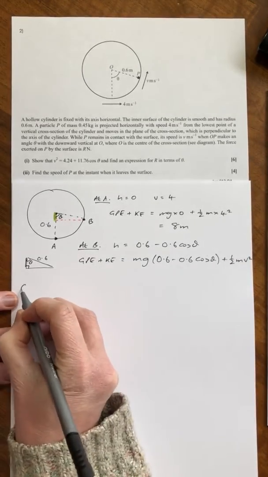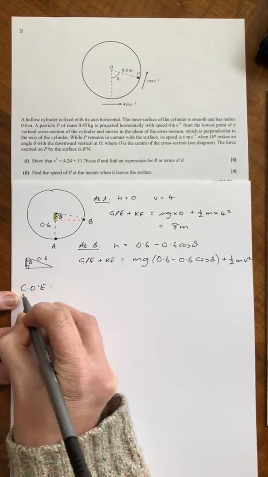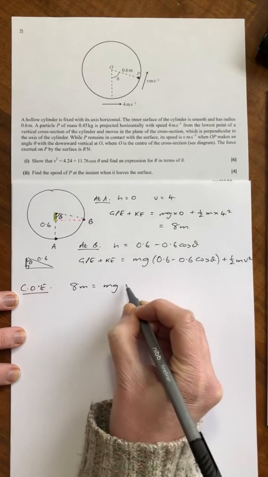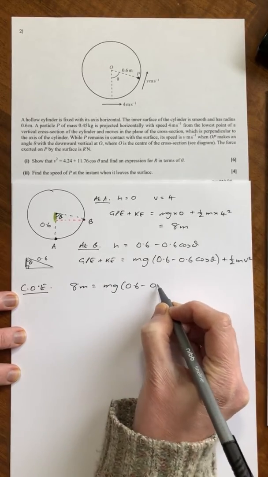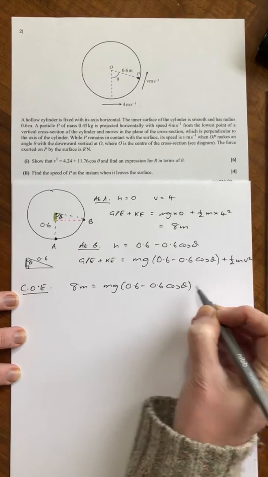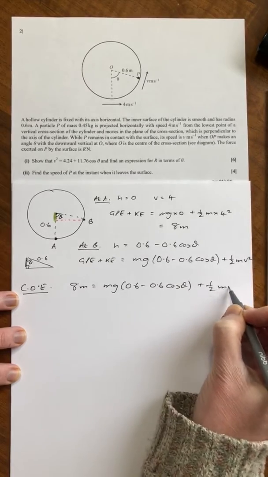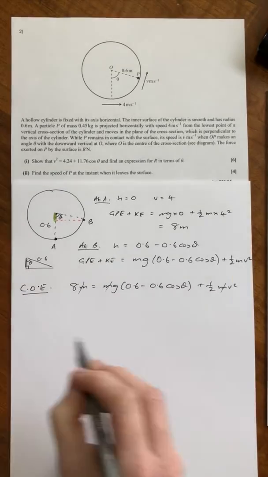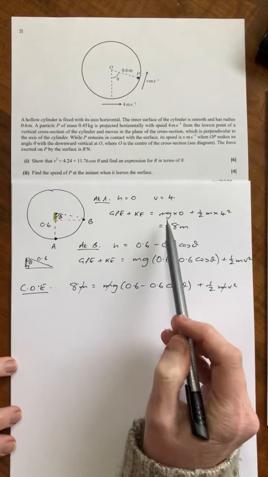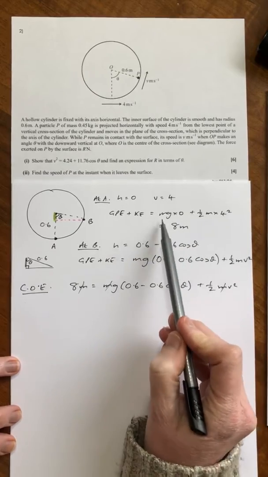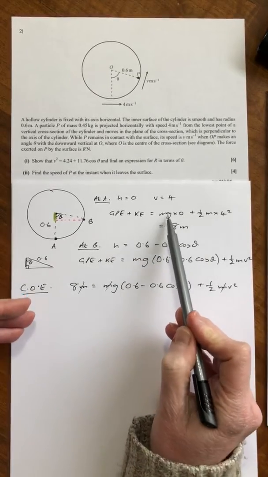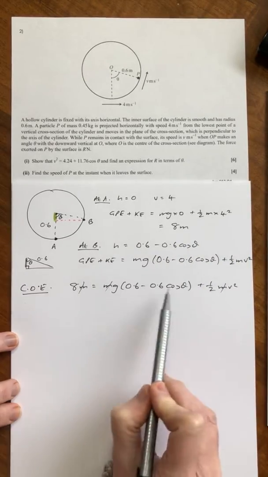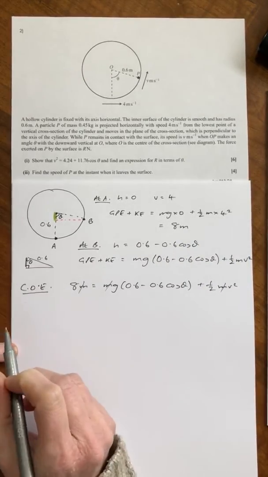So what we do now is we equate those. Conservation of energy: 8m is equal to mg times (0.6 minus 0.6 cos theta) plus a half m v squared. I again have all my m's cancelling. You always know they're going to cancel, but you must make sure you put them in at the start, otherwise that's just not correct. You can't just think, right, I'm going to cancel it at the start. It only cancels when you equate the two energy equations.